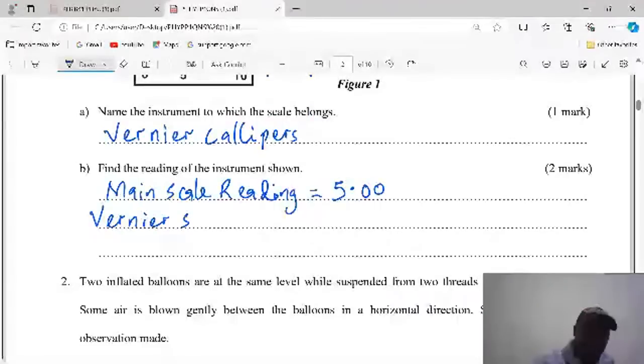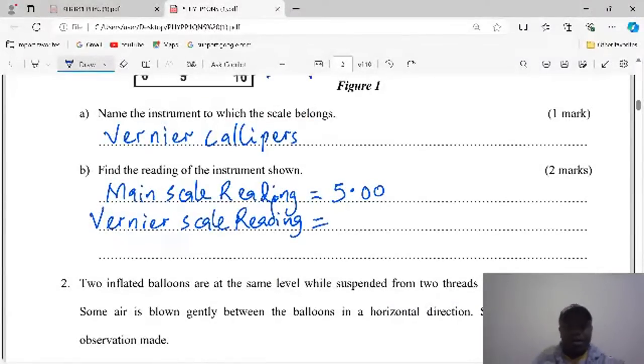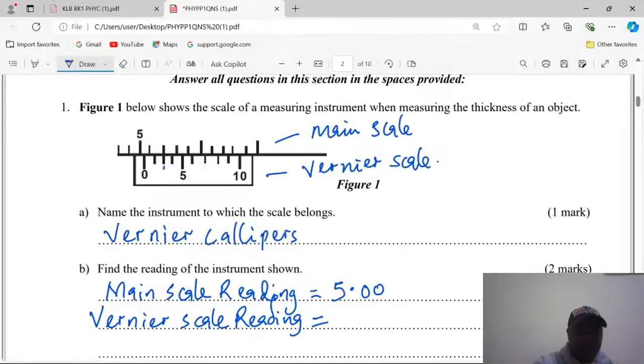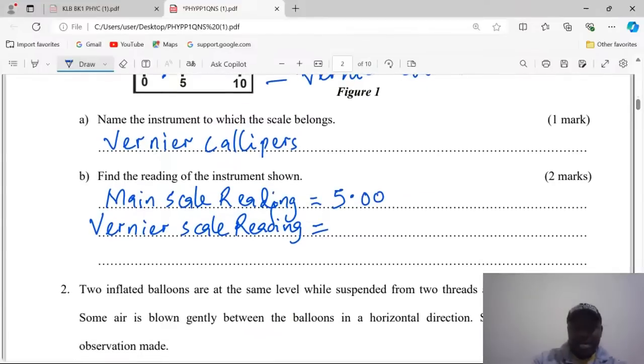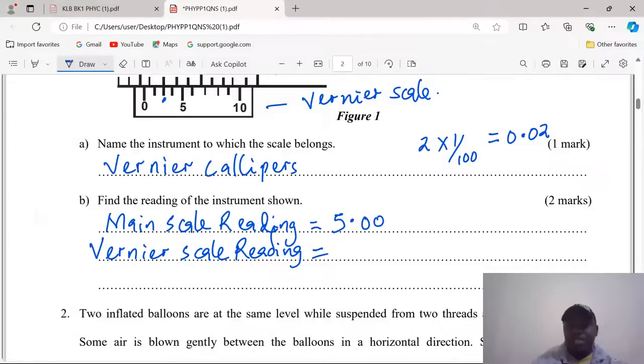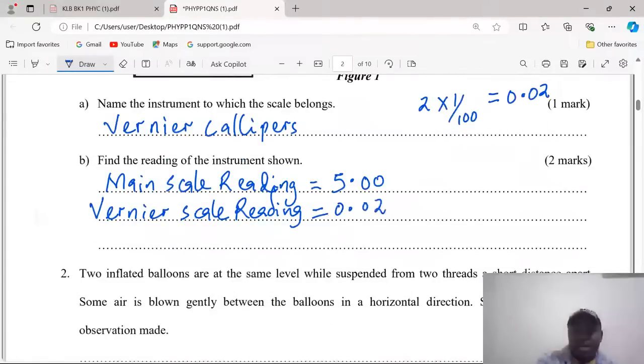The vernier scale reading. Now, for you to identify the vernier scale reading, you must look for the mark on the vernier scale which coincides with another one on the main scale. And so we have 0, 1, then 2. It is the second mark which is coinciding with another one. So we will say that the vernier scale reading is multiplied by what we call the least count. The least count of 1 over 100. This is going to give us 0.02 centimeters.